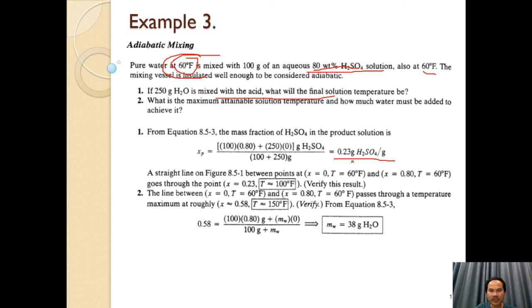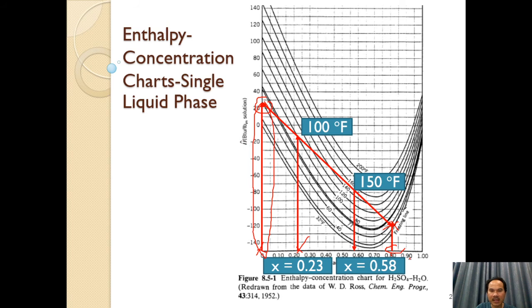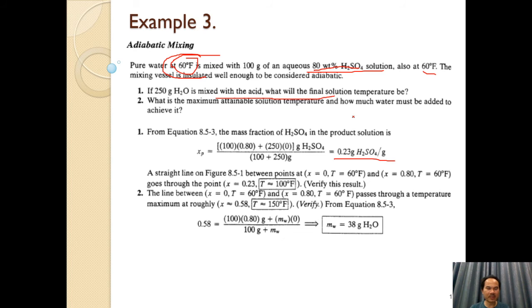You draw the straight line from this. This is right. For the straight line, this contact temperature at 0.23 with this line is 100 Fahrenheit. 100 Fahrenheit is the temperature at the mixing point in this case. Okay.